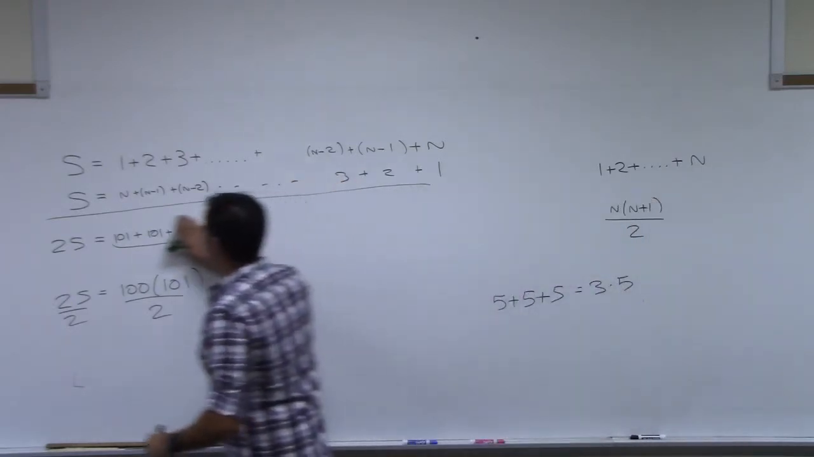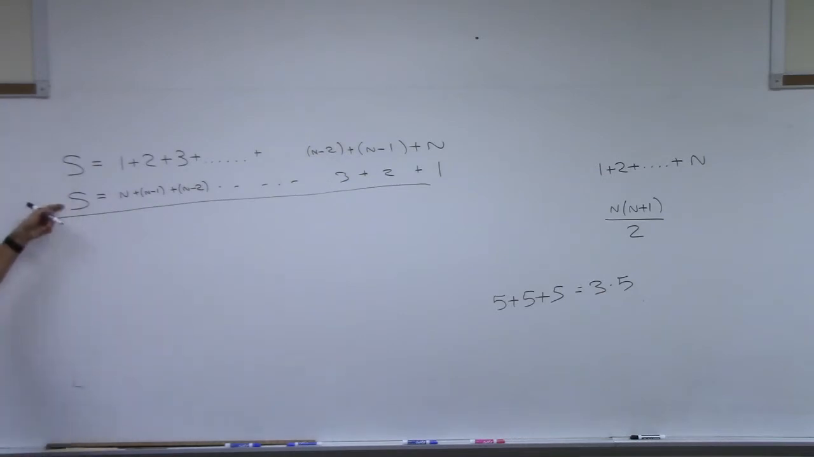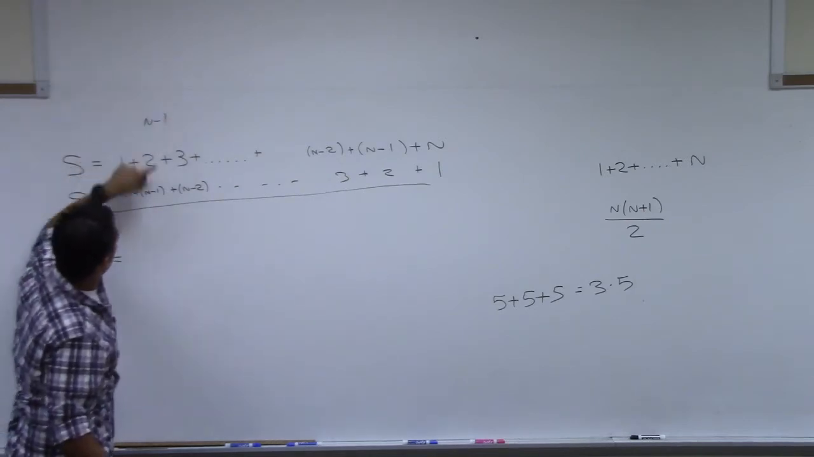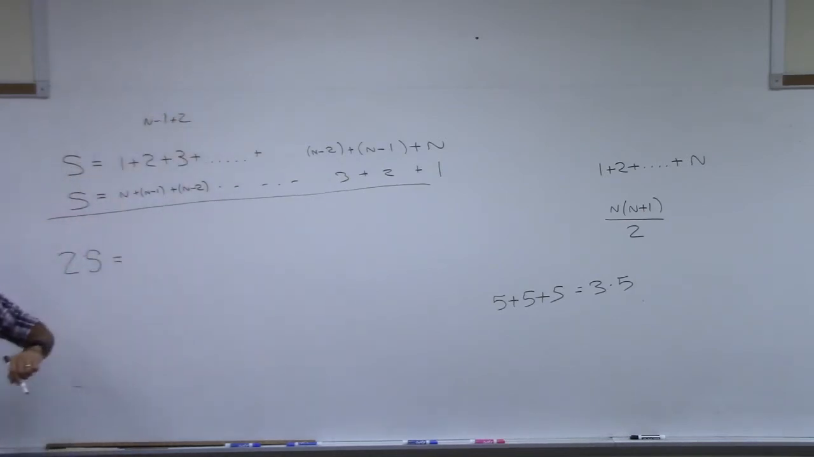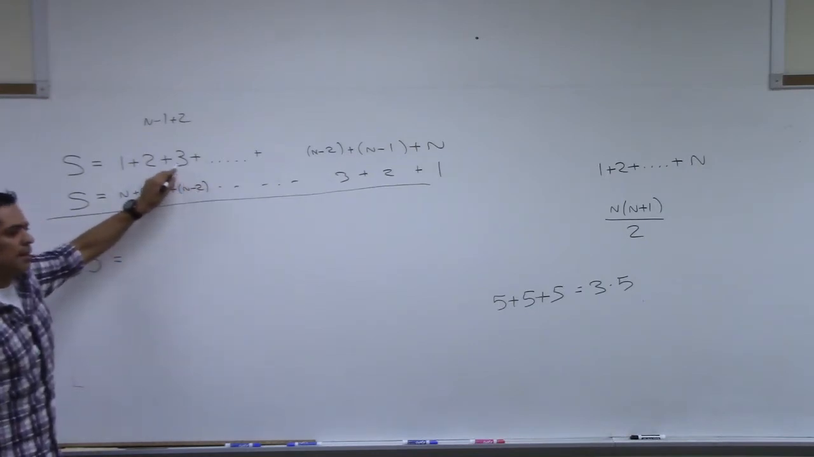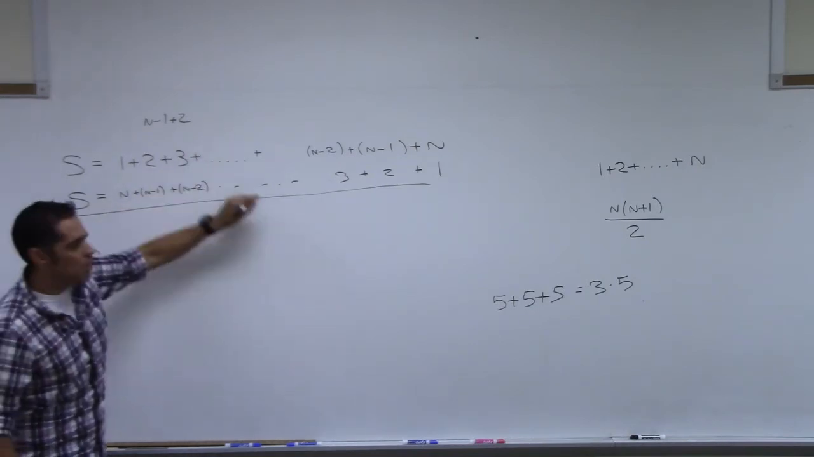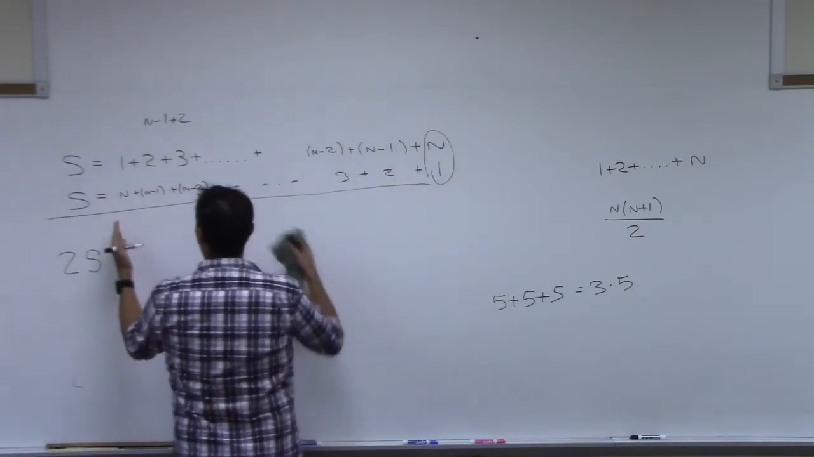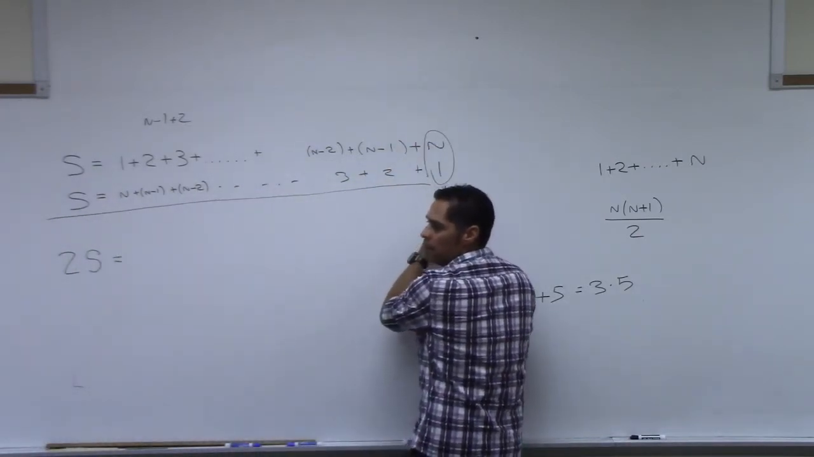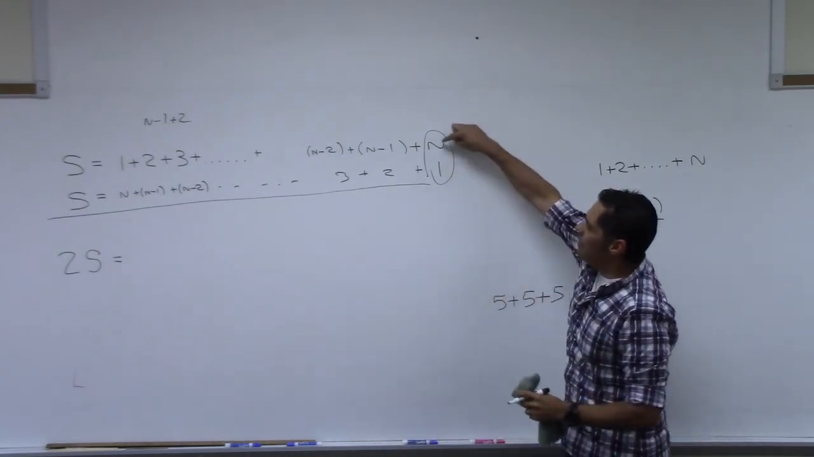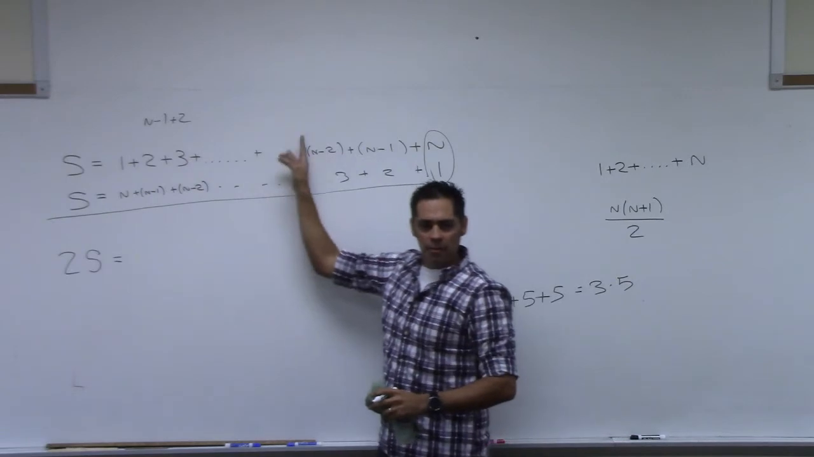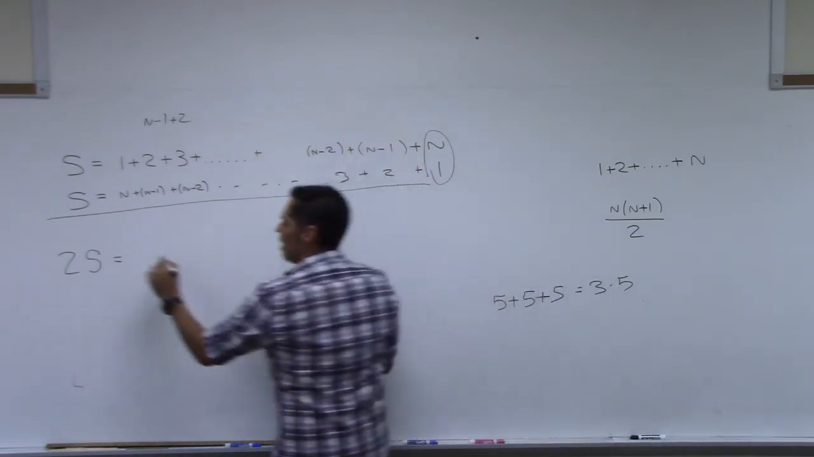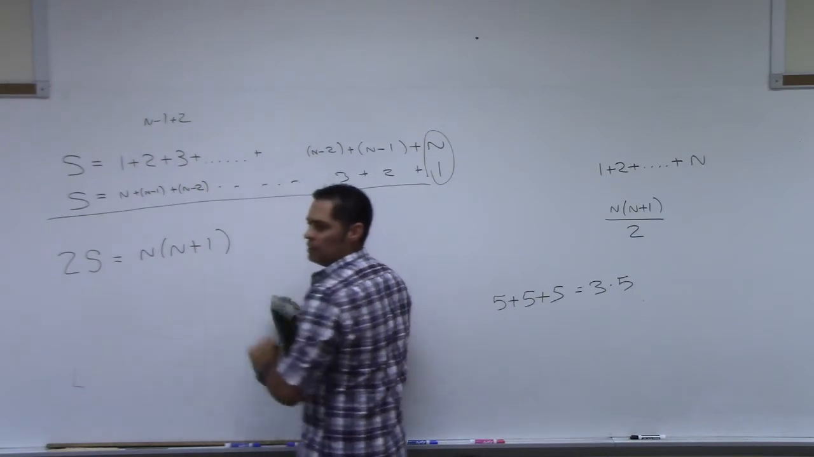Now, when you add straight down, what do you get? S plus S, 2 S's equals, now look at this pattern. N plus 1, right? What's n minus 1 plus 2? N plus 1 again. What's n minus 2 plus 3? N plus 1 again. N plus 1, n plus 1, all the way to the last one, n plus 1. So I have n plus 1 added up, right? How many of them? 100. Not 100. N of them, right? 1 of them, 2 of them, 3 of them, 4 of them, n of them. So this is n plus 1s here.